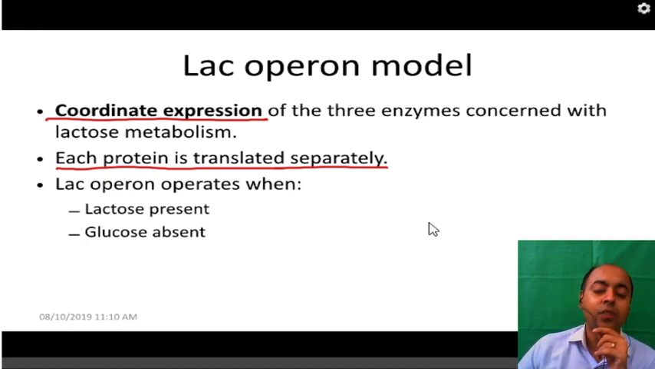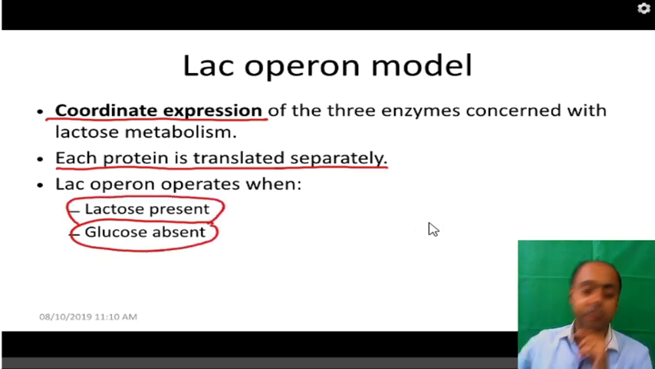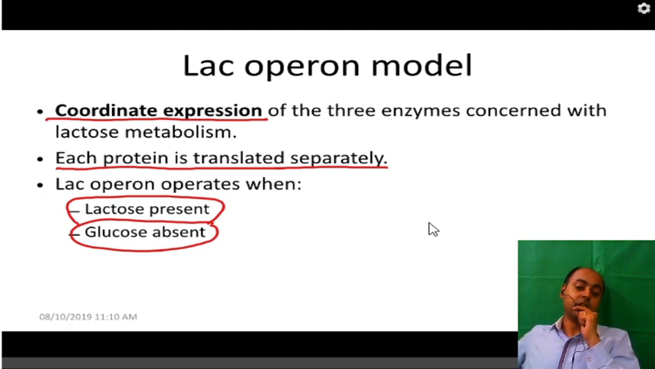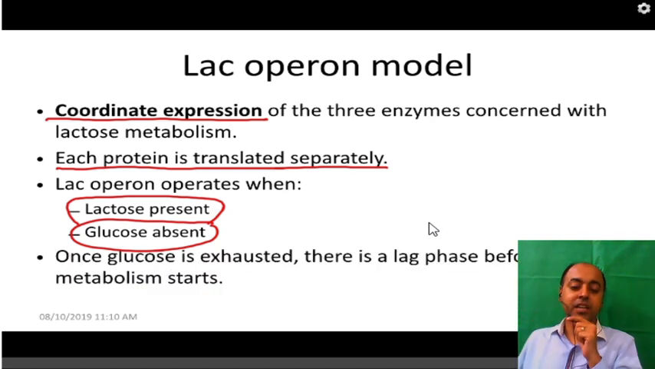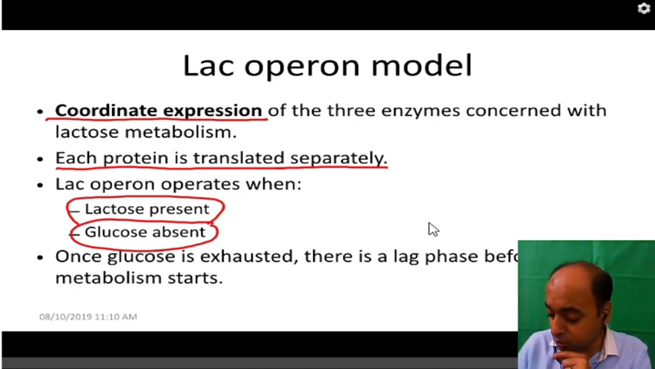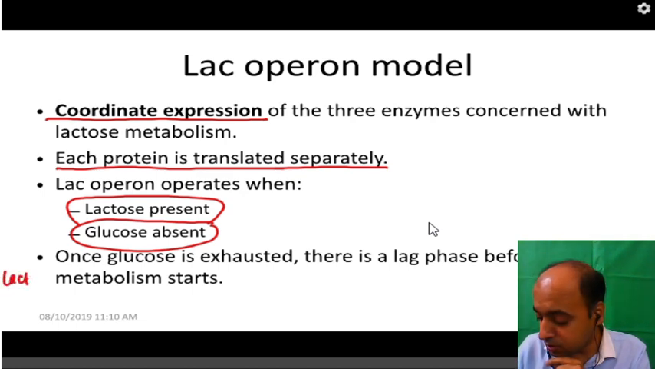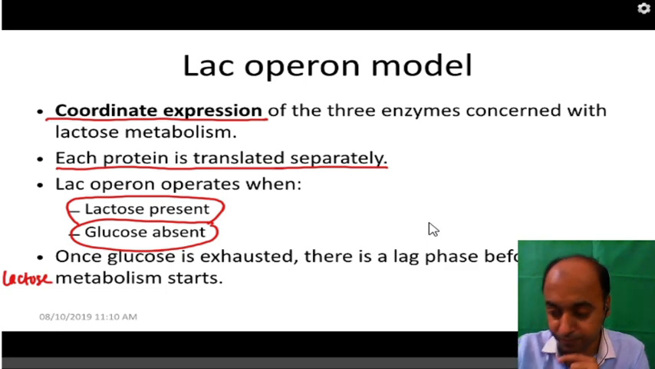Lac operon will work when the special conditions are met. What are the special conditions? First, glucose should be absent. Second, the inducer lactose should be present. If these two conditions are fulfilled, only then the lac operon model will work. And as shown in the diagram, once the glucose is exhausted, there is a lag phase before lactose metabolism starts.